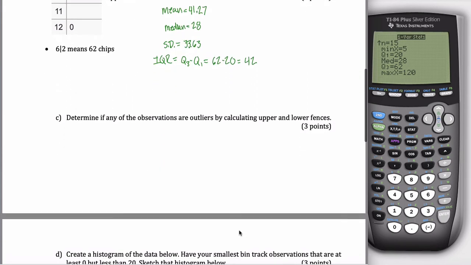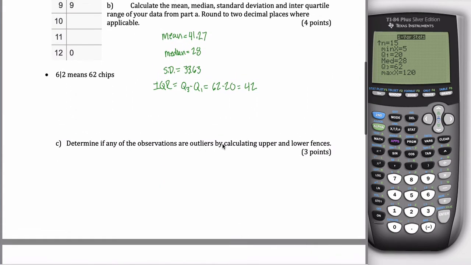I guess that's that. Part C, determine if any of the observations are outliers by calculating upper and lower fences. Note I said by calculating upper and lower fences because if I didn't, you'd have options. You could either calculate upper and lower fences, or you could just go to your box plot and take a look at it. But since I said to calculate them, I guess we should calculate them. We need a formula for the lower fence. It's Q1 minus 1.5 times the interquartile range. You also need a formula for the upper fence. It's Q3 plus 1.5 times your interquartile range.